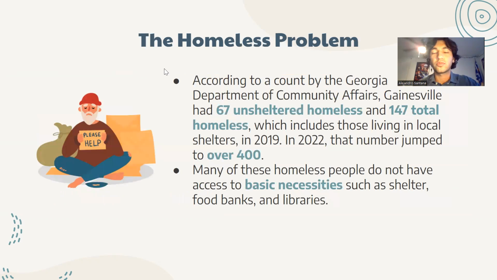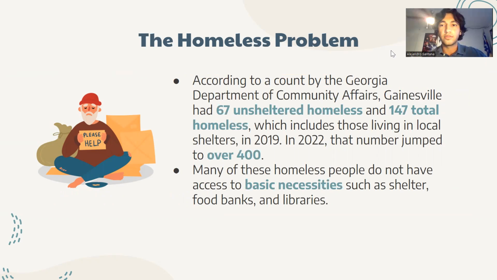Okay, so the social problem that we decided to tackle was the problem of homelessness. And according to a study by the Georgia Department of Community Affairs in Gainesville, there are approximately 67 unsheltered homeless people and 147 homeless in general. And those numbers were recorded in 2019. And as of today, those numbers have jumped up to over 400 people.